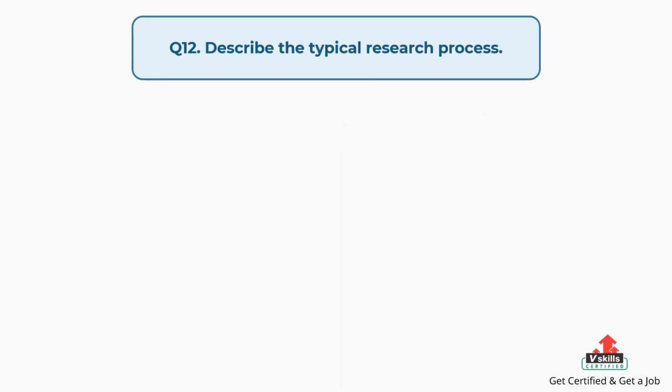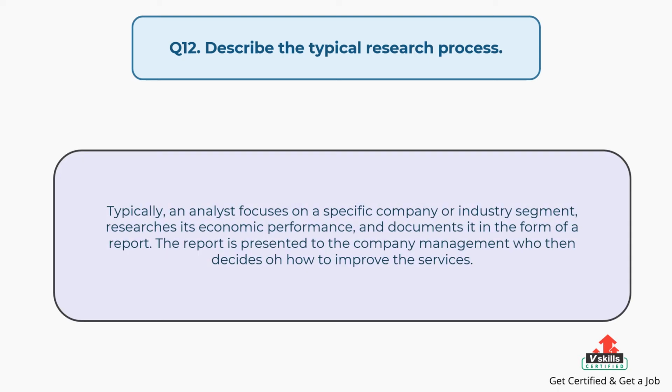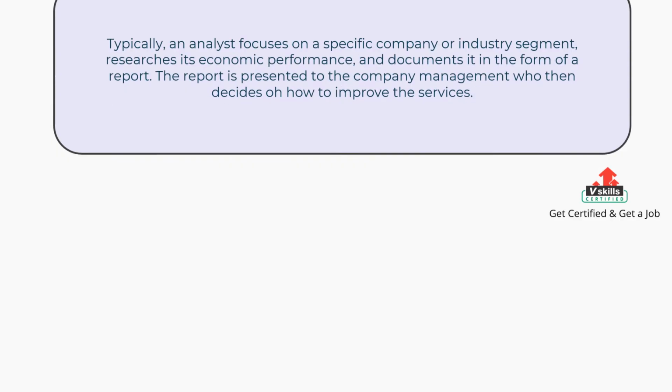Question number 12. Describe the typical research process. The answer is, typically, an analyst focuses on a specific company or industry segment, researches its economic performance, and documents it in the form of a report. The report is presented to the company management, who then decides how to improve the services.